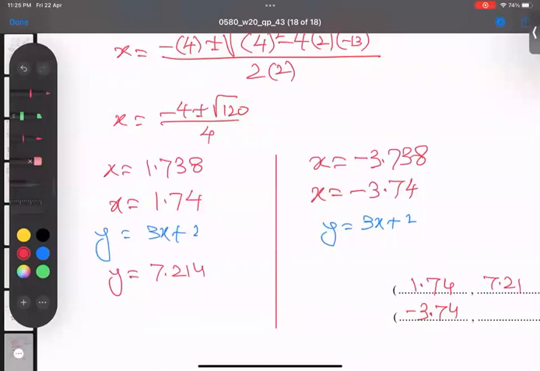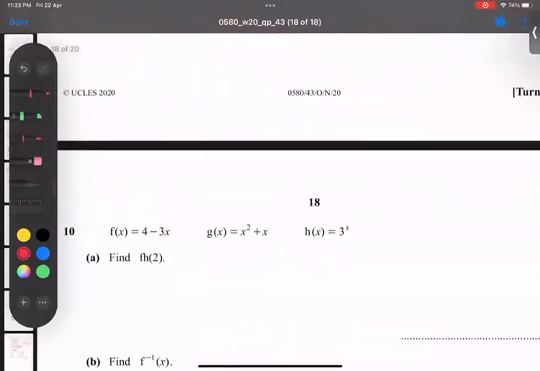So similarly, for the other one, I will not put this one in the place of x. I will put a little more accurate value. This is negative 3.738, and I'm getting negative 9.214, which becomes negative 9.21. Alhamdulillahi Rabbil Alameen. These are our correct answers. And let's go for the next question.